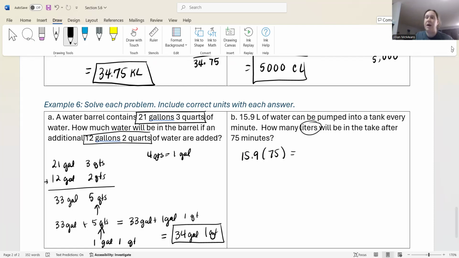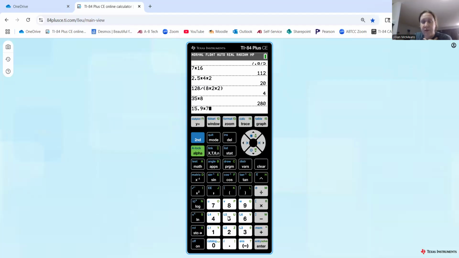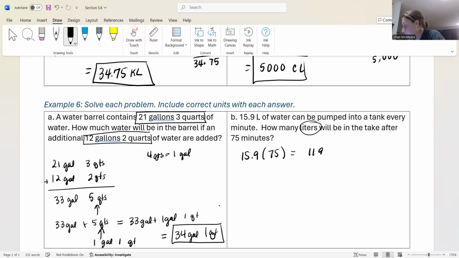And for this one, I am going to go to the calculator. We could certainly do this by hand, but I am fully on board with y'all using your calculator for your side work. You have to show me your setup, and then the calculator can do the side work. So we want the calculator to do 15.9 times 75, and that's going to tell us how many liters we have after 75 minutes. So we have 1,192.5 liters after 75 minutes.